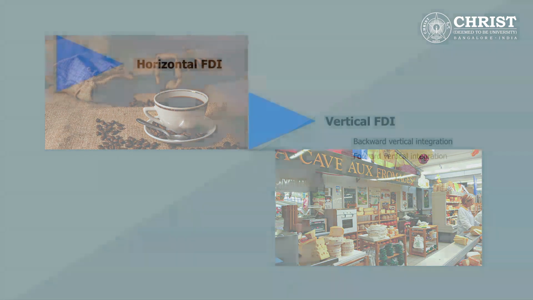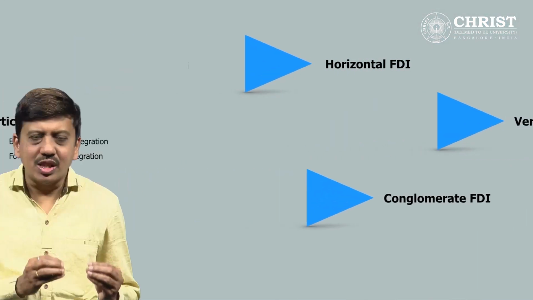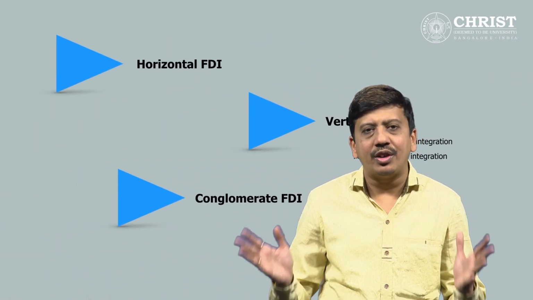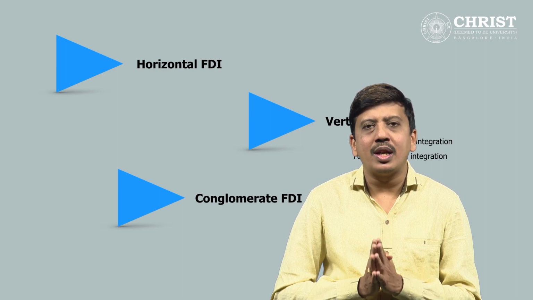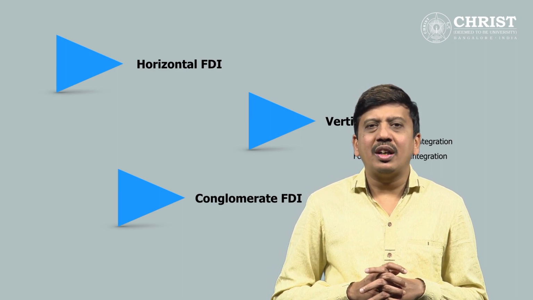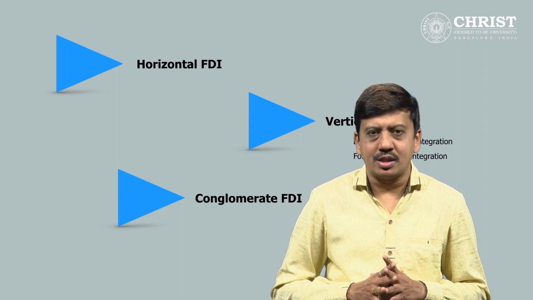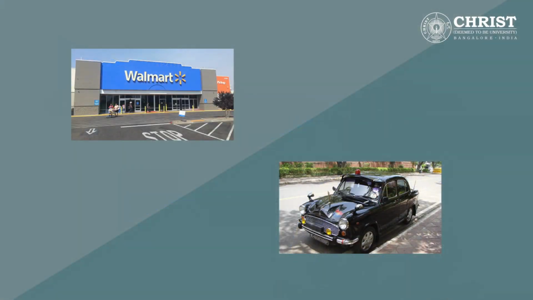The third type of FDI is conglomerate FDI. When investments are made in two completely different companies of entirely different industries, the transaction is known as conglomerate FDI. As such, the FDI is not linked directly to the investor's business. For example, the US retailer Walmart may invest in Hindustan Motors, the Indian automobile manufacturer.